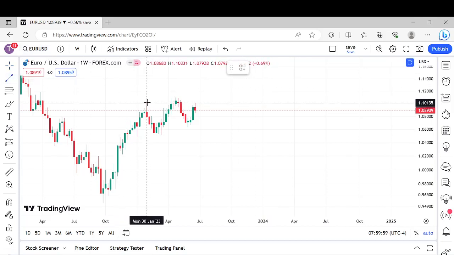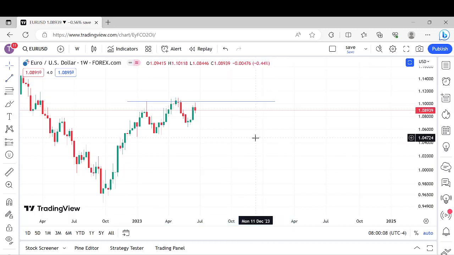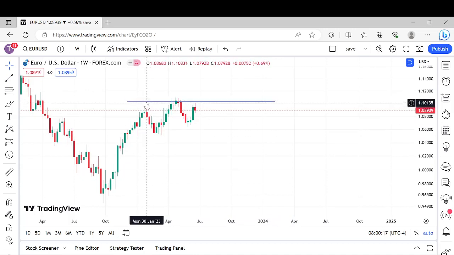Look at where my cursor's moving. You see that old high right there? That is a level of resistance. There are buy stops above that level. Why is it a level of resistance? Well, because it's an area on a price chart where prices failed to move higher in the past and sold off. But we also know that there are buy stops. There's buy side liquidity above that level.